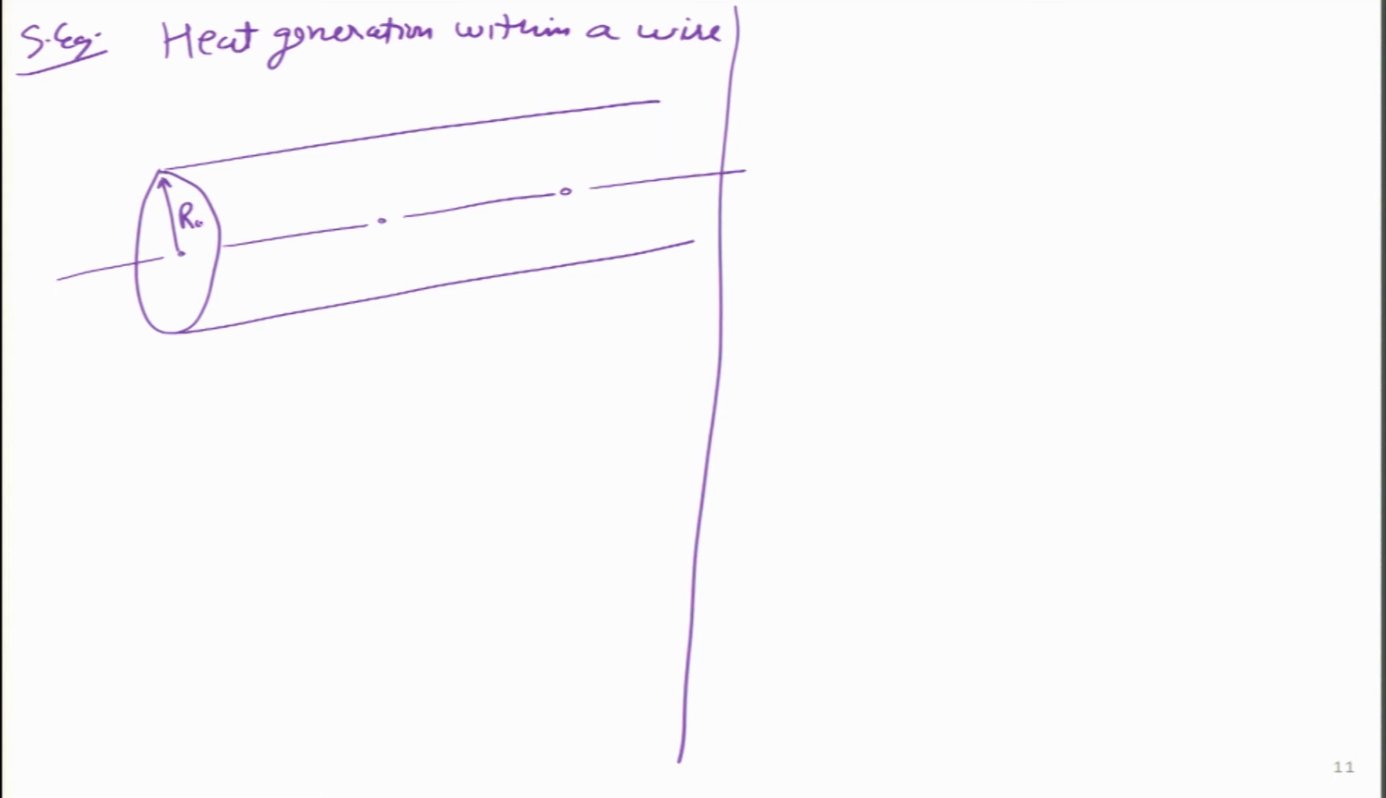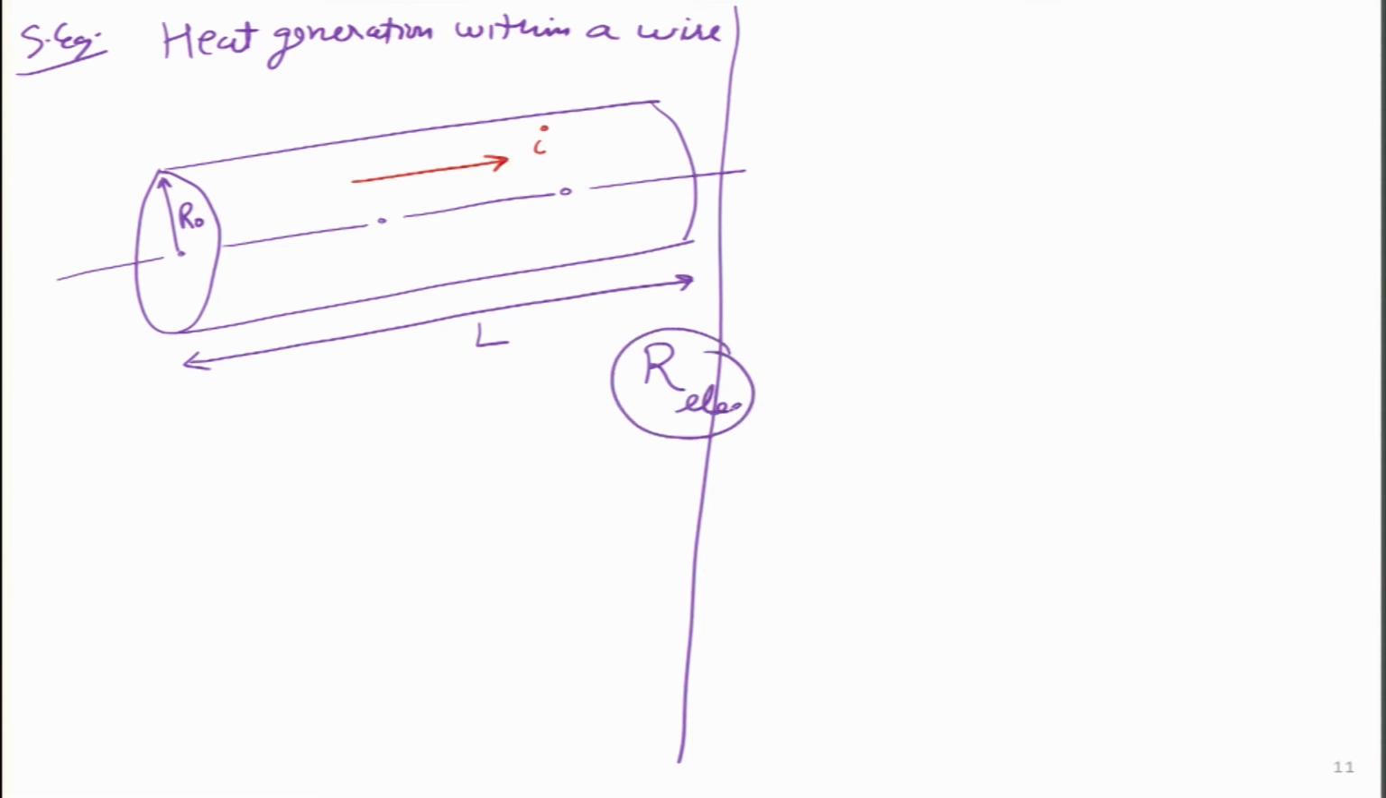So, this is a conducting wire. Some current is flowing through it, let that current be I. I will complete the dimensions of this particular wire. The radius I already know is R naught, the length also is known to me, it is L, which means I know the whole geometry of this particular wire. I also know the resistance of this wire. So, this is the electrical resistance that I am talking about.